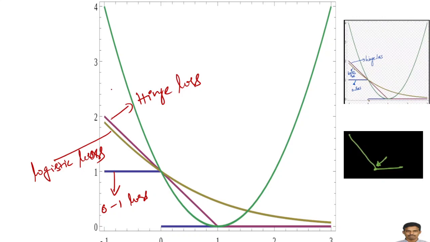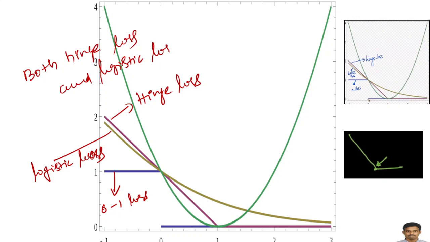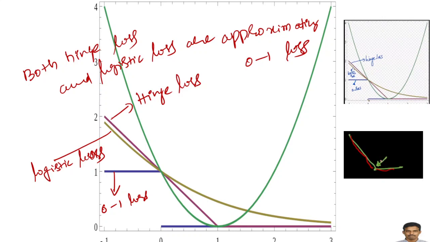Both hinge loss and logistic loss are approximating the 0-1 loss, isn't it? If you notice this one, hinge loss. What is this hinge loss? Yes, it is a straight line from -infinity to 1.